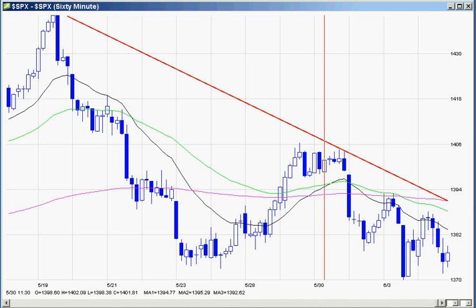We have support right here at the 1370 area. And we have a downward trend line and a bunch of moving averages here to contend with to the upside. So we're going to come to a point probably tomorrow, and the continuation in that direction on Friday. So I would think we'd have one way or another, I think we're going to get a pretty interesting setup for tomorrow.